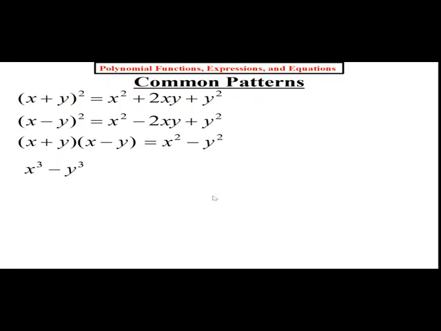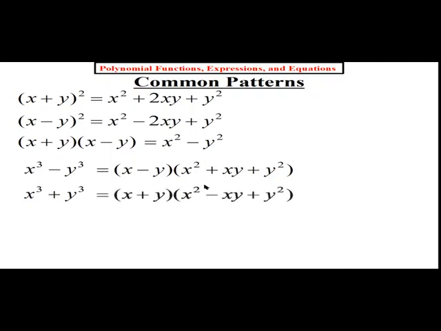x cubed minus y cubed and x cubed plus y cubed. And where do those come from? Well, x cubed minus y cubed comes from parentheses x minus y times x squared plus xy plus y squared. And the second one, x cubed plus y cubed, comes from x plus y times x squared minus xy plus y squared.